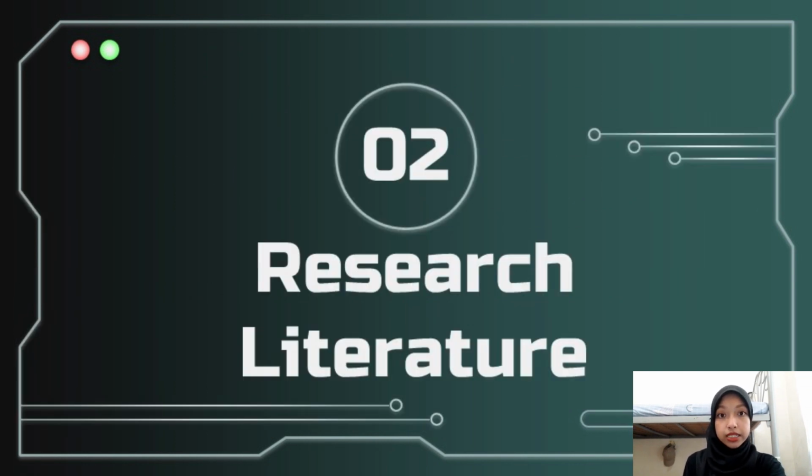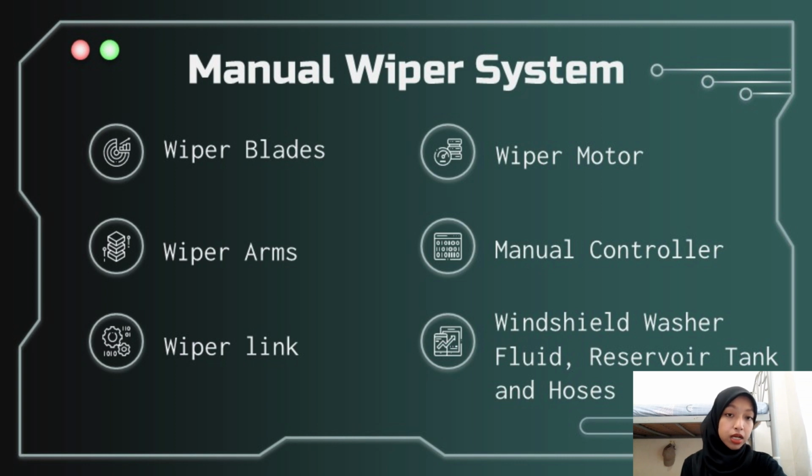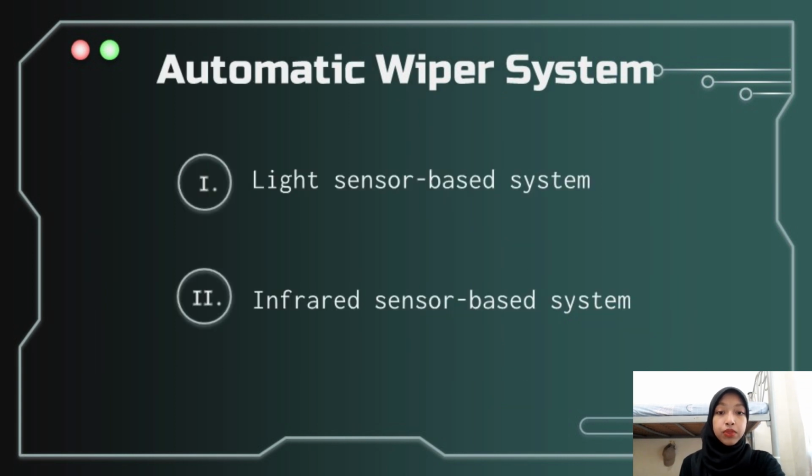I will explain the next one, the research literature of the assignment. We have 2 systems of the wiper system, the manual one and the automatic one. The manual wiper system has 6 components: the wiper blades, wiper arm, wiper link, wiper motor, manual controller, and the last one is the windshield washer fluid, reservoir tank and hoses. For the automatic wiper system, it only requires the light sensor based system and infrared sensor based system.